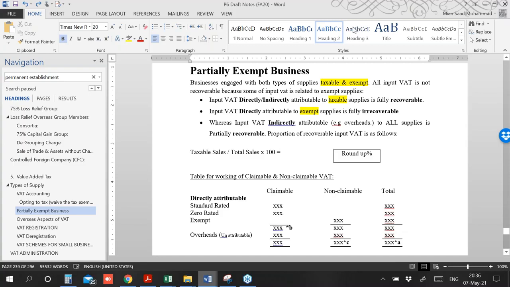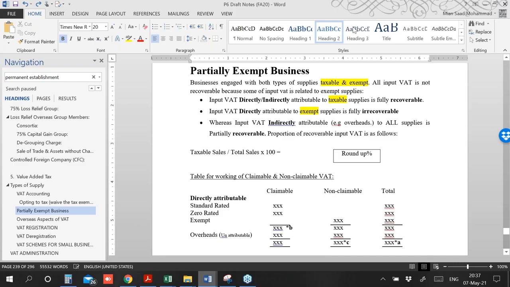Now, what about exempt supplies? If you are making exempt supplies, as the name suggests, they are exempt from VAT, so you cannot charge VAT on them. In exchange, all of the goods you purchase or all of the overheads you incur to make the exempt sales are also not recoverable. So what about a business that deals in both? He is dealing in standard rated or taxable sales as well as exempt sales.